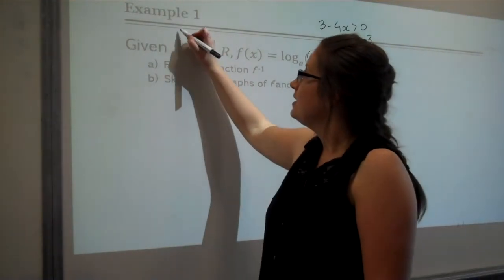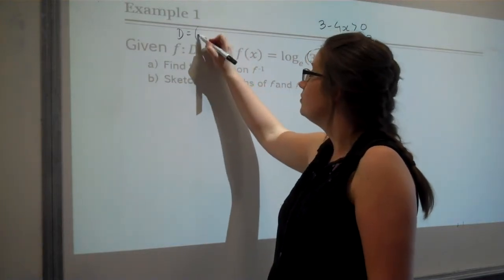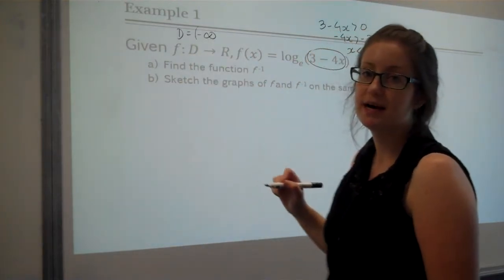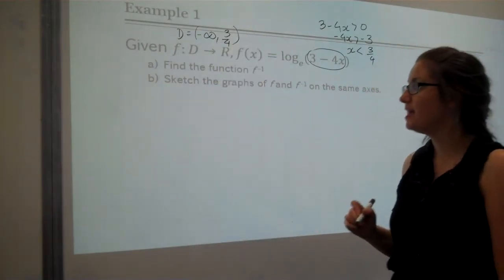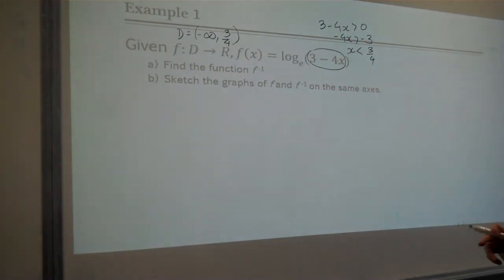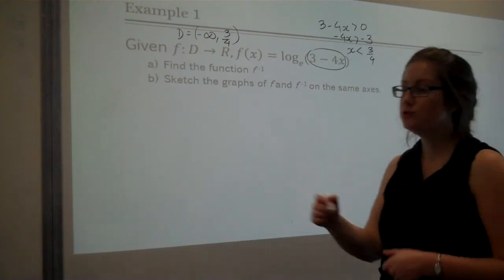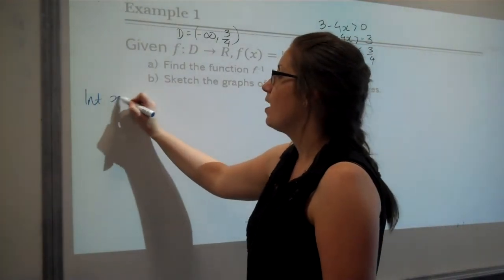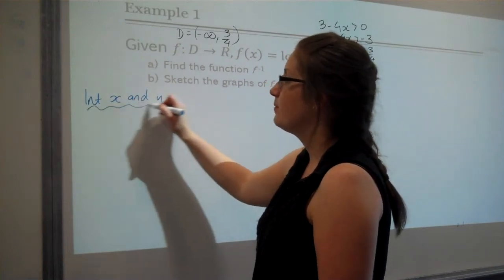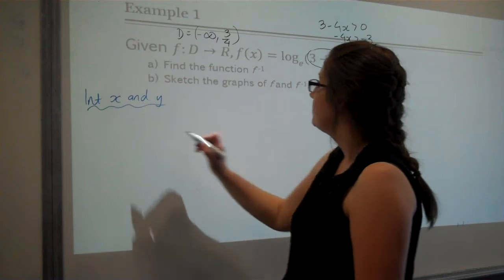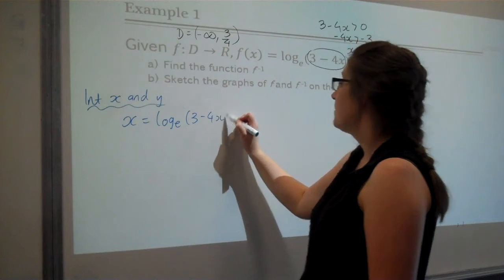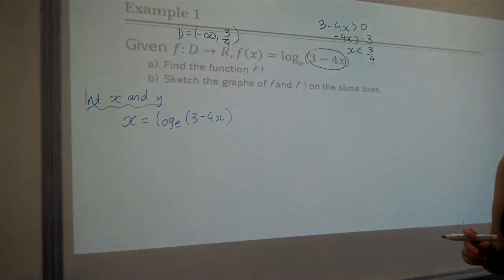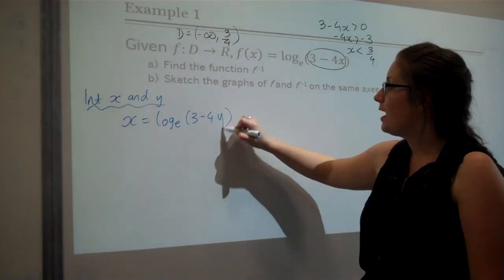That means our original domain is actually x less than 3/4, so we start at negative infinity and go to 3/4. So that's our domain. Now we're wanting to find the function f negative 1. To find our inverse function, we have to interchange x and y, same as we've done every other time we want to find inverse functions. That would give us the equation x equals log e of (3 minus 4x). Oh, sorry, interchange x and y, that should be a y.